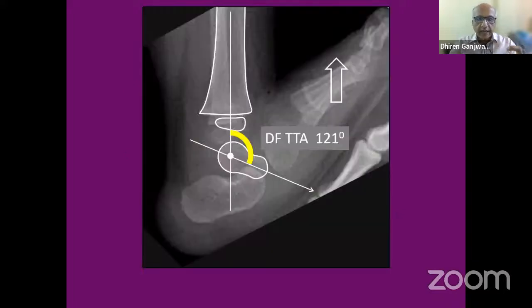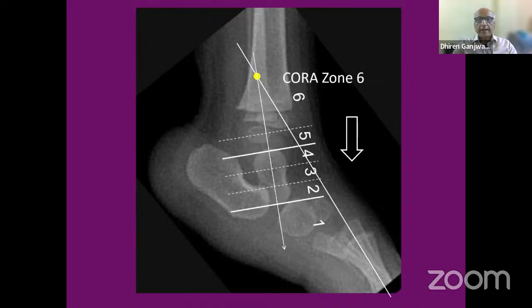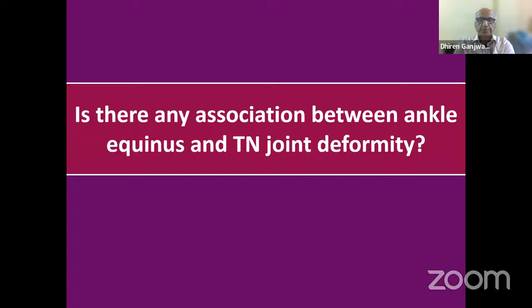Just to give us an idea, this is a dorsiflexion tibiotalar angle, which is 121. This is how we have measured it. This is again the angle between the talus and the first metatarsal axis, which is minus 23. And this is where the CORA is, the two lines are meeting at zone 6.